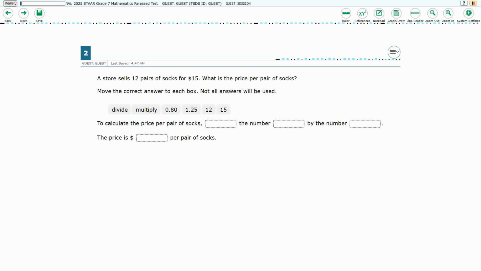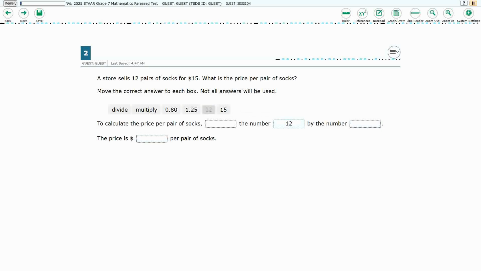So we need to fill in this statement. Now, the two answers, either multiply or divide, can only be put into this first box. And then the other three boxes, you see how they turn blue, can take any of these four numbers, but you cannot use a number twice. So once you use a number, it is gone.